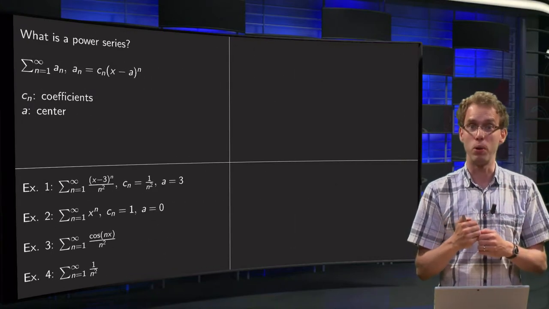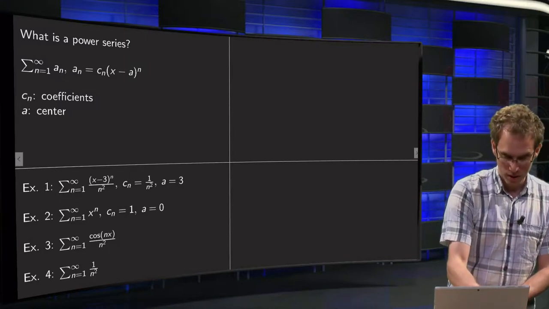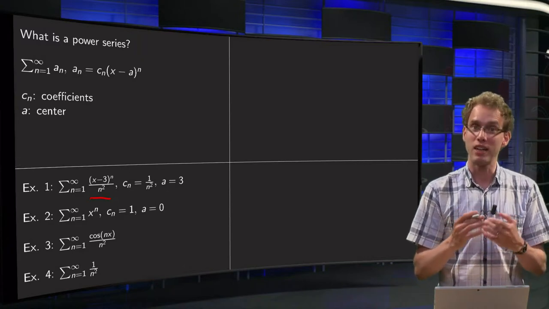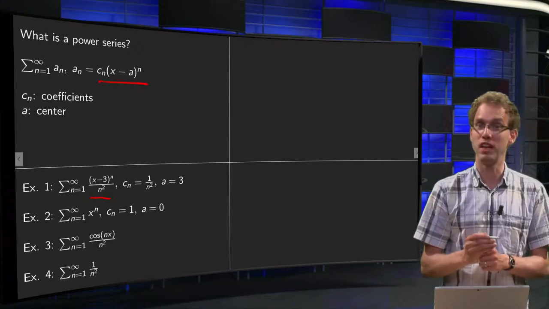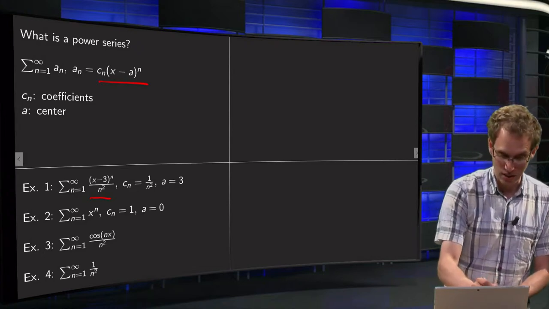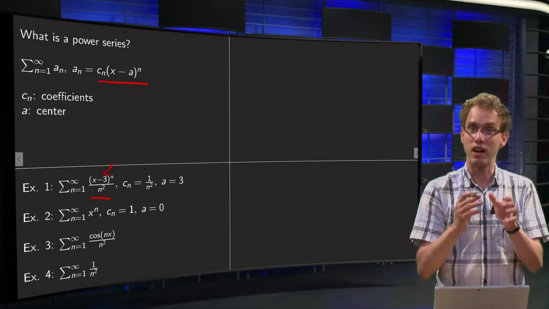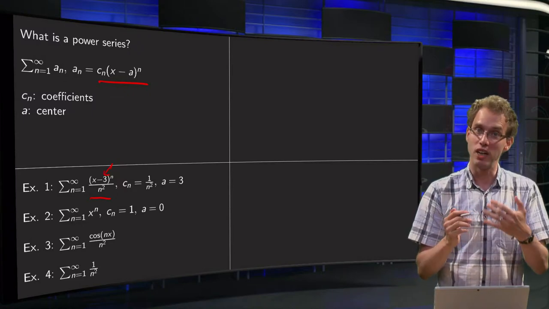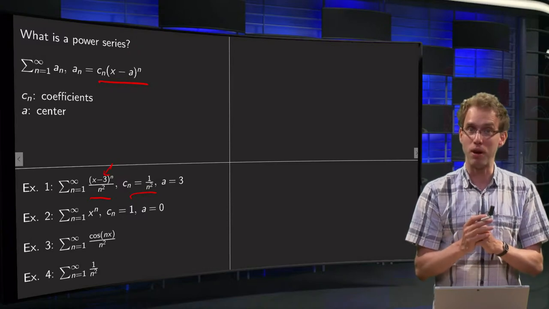So let's take a look at some examples. What's a power series and what is not? Well, we have our first example, (x minus 3) to the power n divided by n squared, and we recognize that this is of the form cn times (x minus a) to the power n, when we pick as our a this 3 over here. We can write this as 1 over n squared times (x minus 3) to the power n, so the coefficients cn are 1 over n squared. In this case, we have a power series.